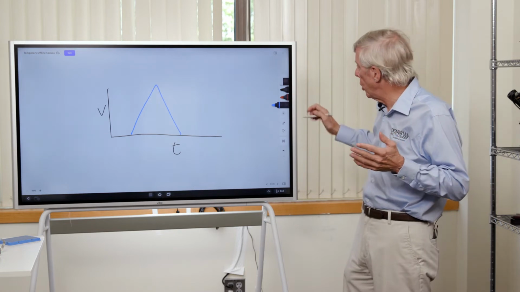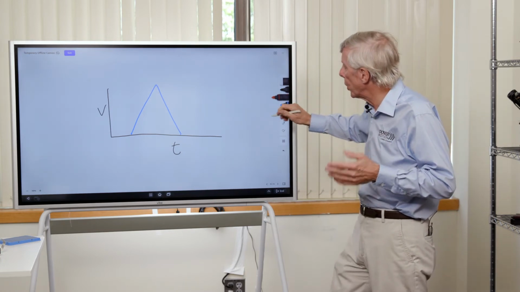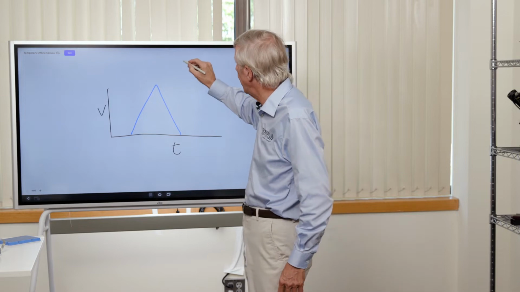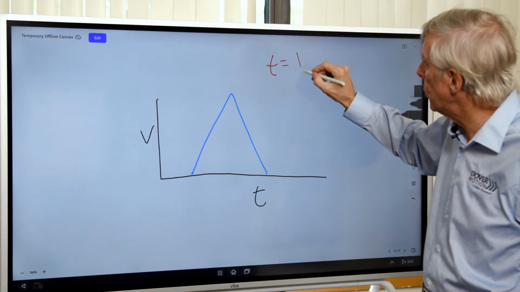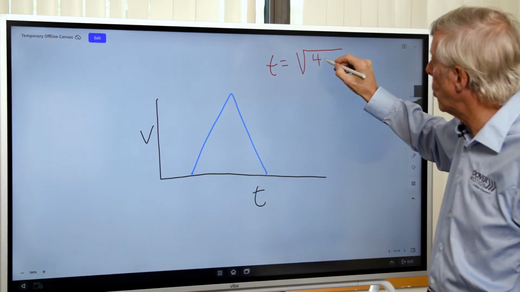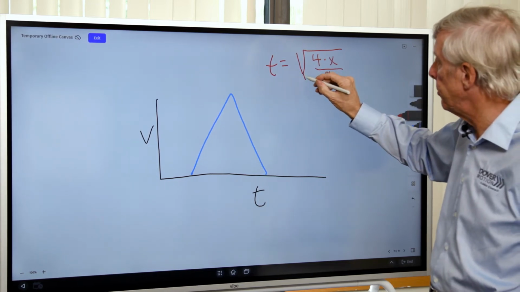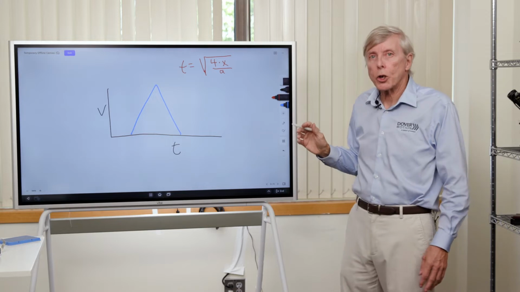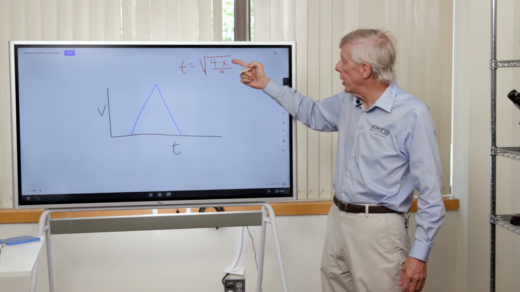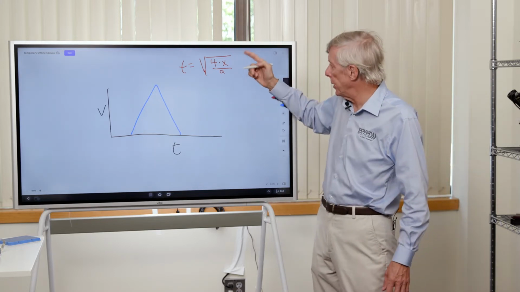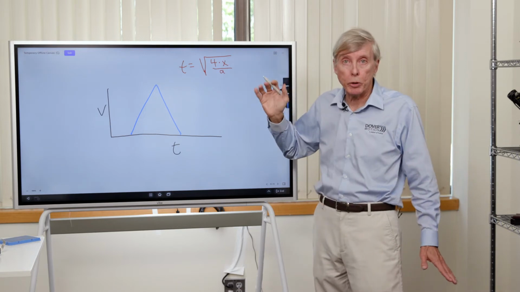First off, if you want to know the time that it requires to make this move, the time will simply equal the square root of 4 times the move distance divided by the acceleration. So from that, if we plug in the acceleration and the move distance, we can calculate the move time.